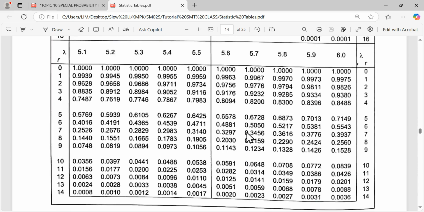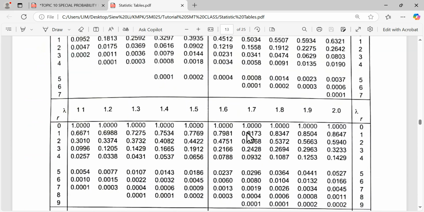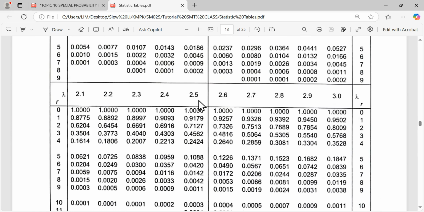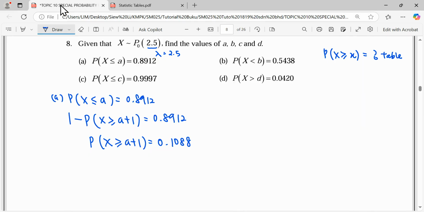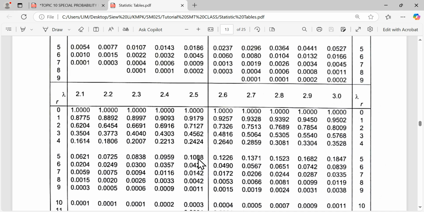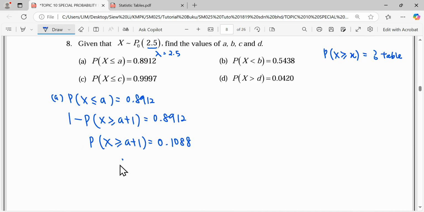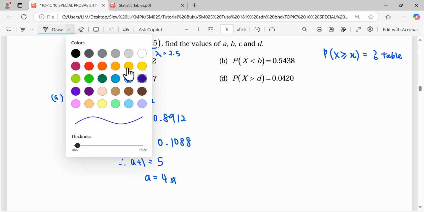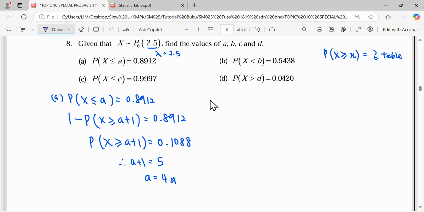So what reading in the Poisson with lambda 2.5 can give you probability 0.1088? Look at the column of 2.5 and find the probability. This is your probability, this is your reading. The probability 0.1088 comes from reading 5, which means that a plus 1 is the reading of 5. So the conclusion is a equals 4. Then we go to the next question.